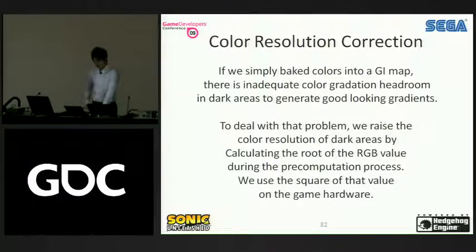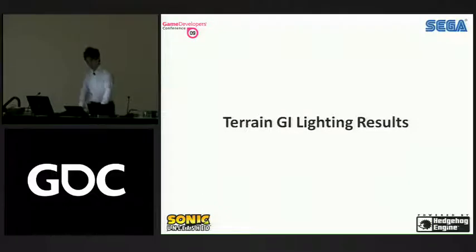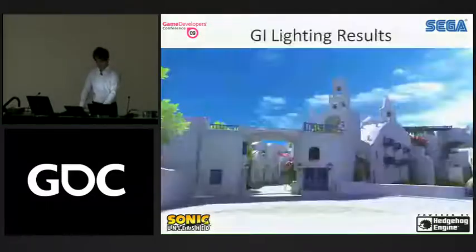Now I'd like to talk about color resolution correction. If we simply baked colors into a GI map, there is inadequate color gradation headroom in dark areas to generate good-looking gradients. To deal with this problem, we raise the color resolution of dark areas by calculating the root of the RGB value during the pre-computation process. We use the square of that value on the game hardware. By doing this, you can have good color.